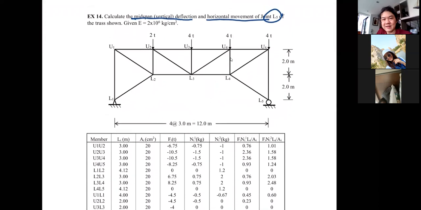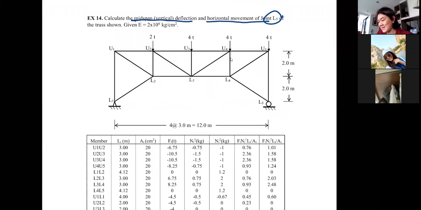And it would be a nice practice for you to try to go back and analyze this truss. I'm not going to go through all of them, but let's point out that this is the actual load. This is the internal forces due to the actual load. And this is when the unit load is applied. If it's a mid-span deflection, it's going to be this one, okay?